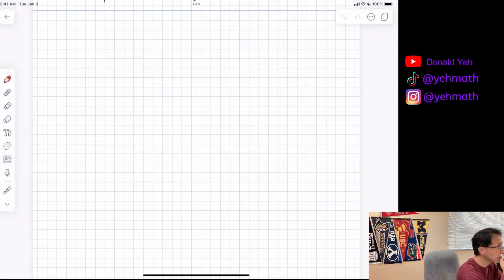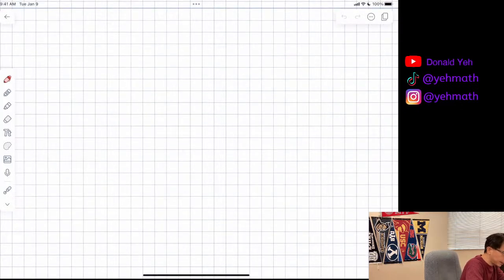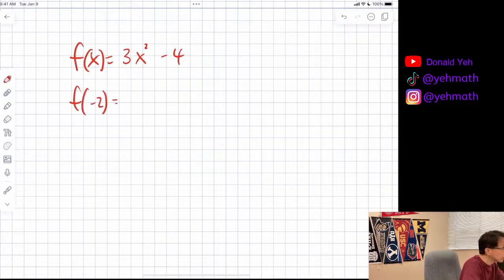So, piecewise function. I'm going to talk about a couple of things. I'm going to talk about function notation first, and then before we get to piecewise functions, we're going to start with something easy. So if I have f(x) equal to 3x squared minus 4, what is f of -2? That's just function notation. So instead of writing y, I'm going to write in terms of f(x).